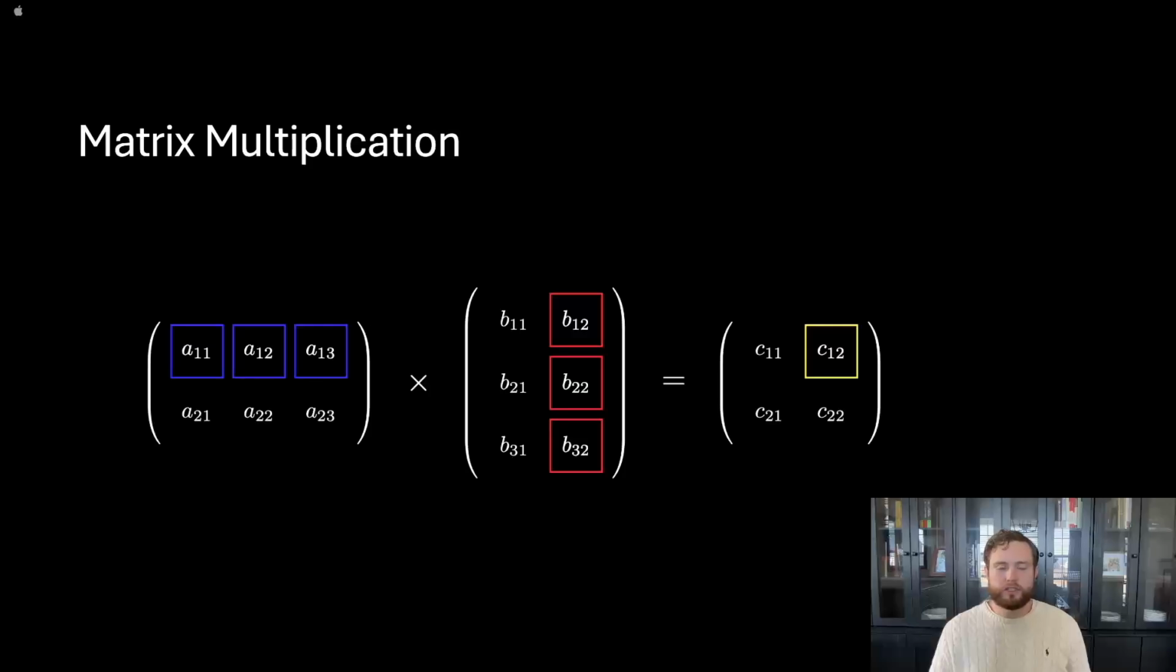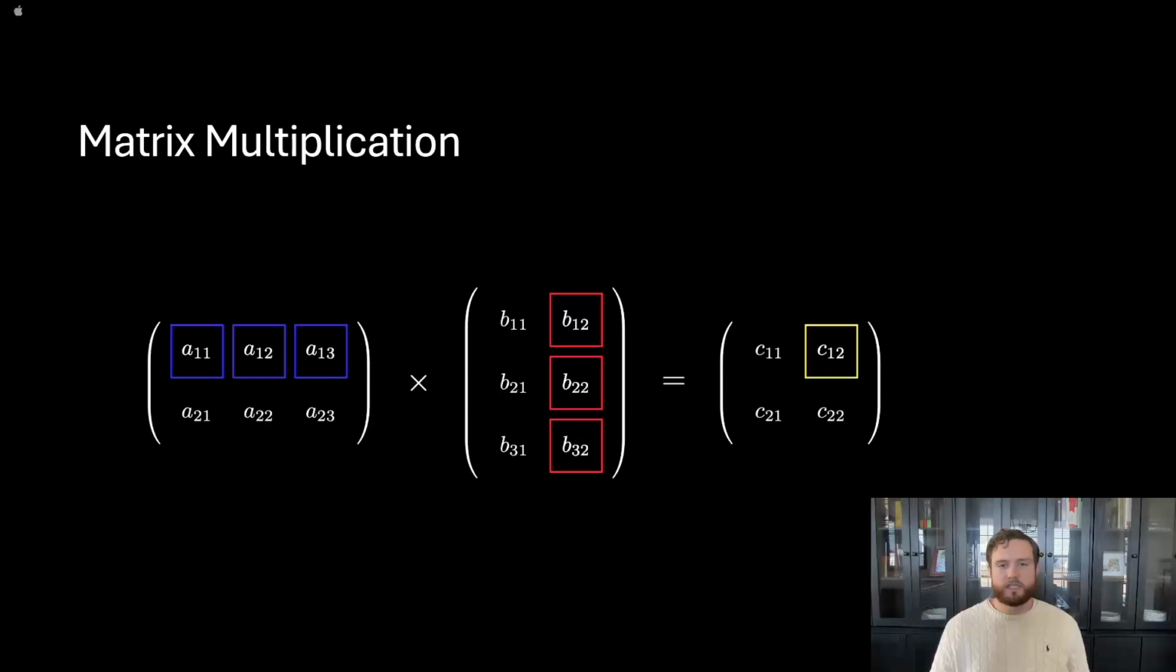So for two matrices to be multiplied, they have to have compatible dimensions. Here, a 2x3 matrix is multiplied by a 3x2 matrix. The dimensionality of the output matrix will have the first dimension from the first matrix and the second dimension from the second matrix. To get the value for the first row and the second column of the output matrix, you would do pairwise multiplications across the first row of the first matrix and down the second column of the second matrix, and then you would sum those up. So C12 would equal A11 times B12 plus A12 times B22, and so forth.